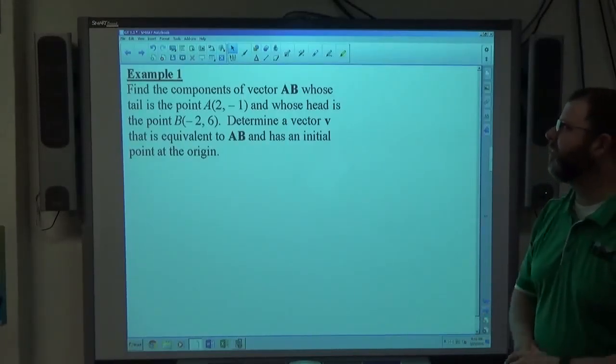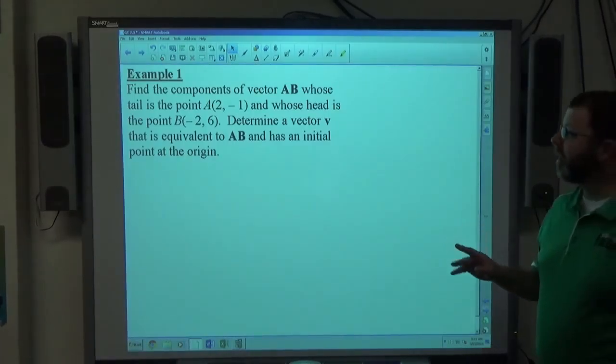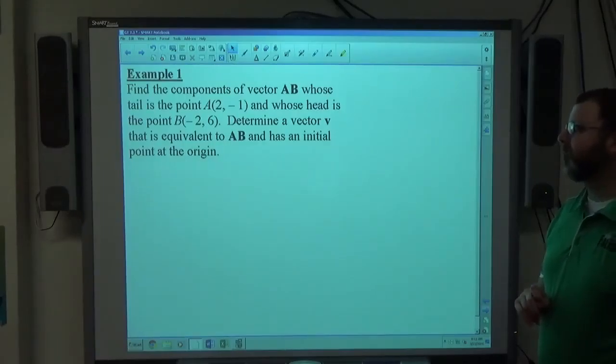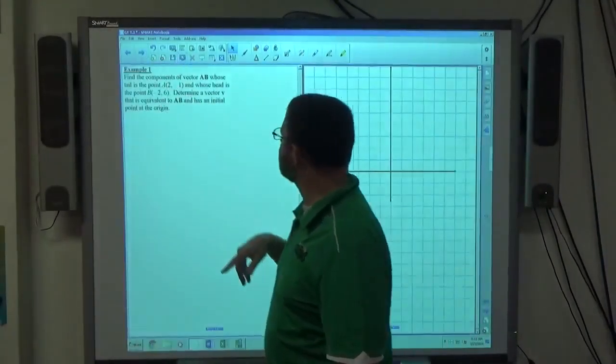Example 1 asks us to find the components of vector AB whose tail is the point (2, -1) and whose head is the point (-2, 6). Determine a vector V that's equivalent to AB and has an initial point at the origin. Okay, so I'm going to go 2 pages on this one.